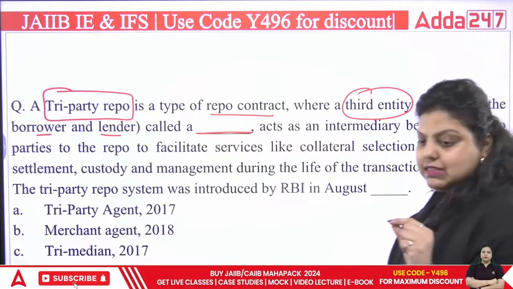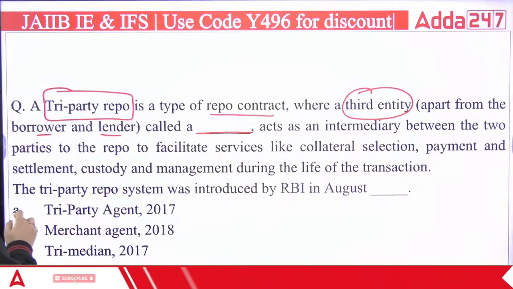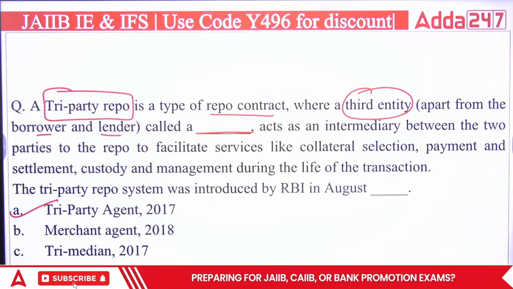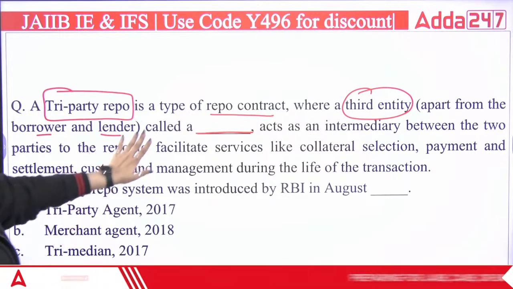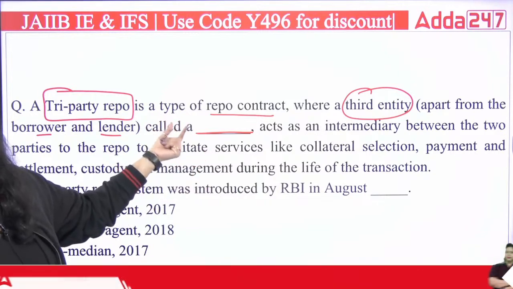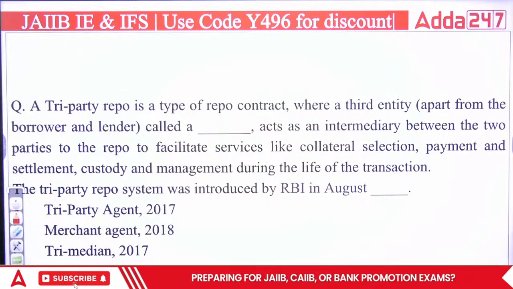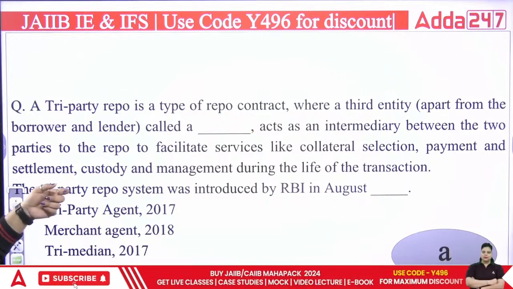Okay, so the right answer for this particular question will be the tri-party agent in 2017. So RBI introduced your tri-party repo in 2017 and the third party is known as a tri-party agent. So right answer will be your A option. Okay, right answer is A.